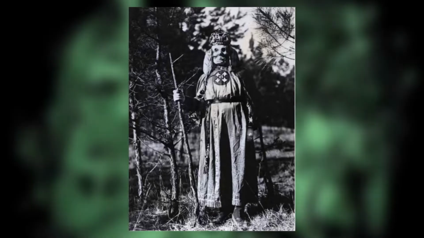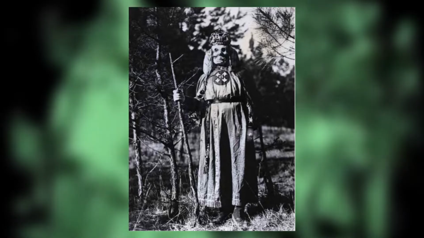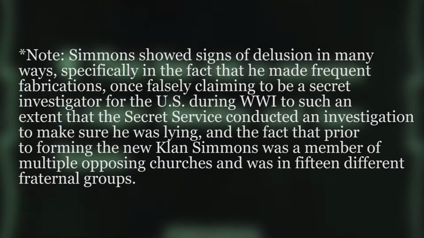This was the start of a new Ku Klux Klan, and it was a clan that would eventually grow to have numbers in the millions. This clan's founder and imperial wizard, Simmons, was a somewhat strange man. He made many delusional claims and showed an almost compulsive need to join fraternal groups.